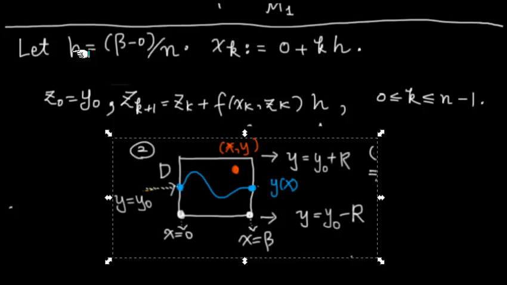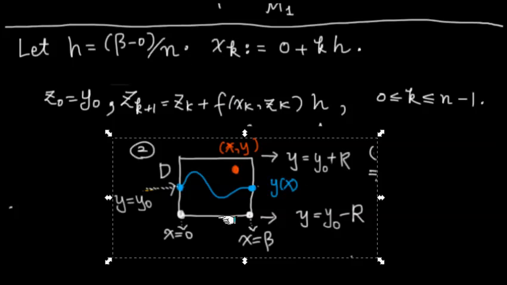This h is the increment of x values, which is calculated like this. We start from 0 to beta. So the length of this interval here is beta minus 0, divided into n pieces. N is usually a large number, let's say it was 100. That's what this h is.